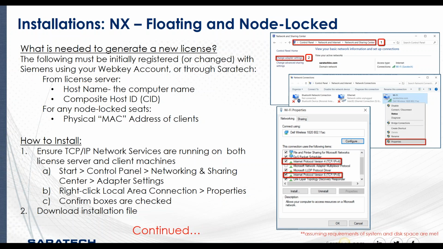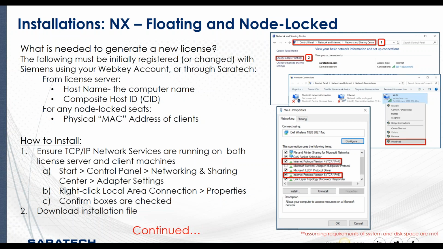And then for the Knobloch seats, what you'll definitely need is that 12-digit code, the physical MAC address of the clients, not of the license server. It's one of the clients. So because NX utilizes its own license server, you need to ensure that the network is fully up and running. To do that, you'll need to ensure that the TCP IP network services are running on not just the license server, but also the client machines. So to do that, you'll do the following.